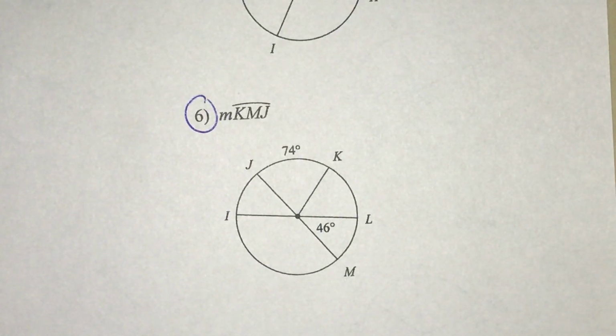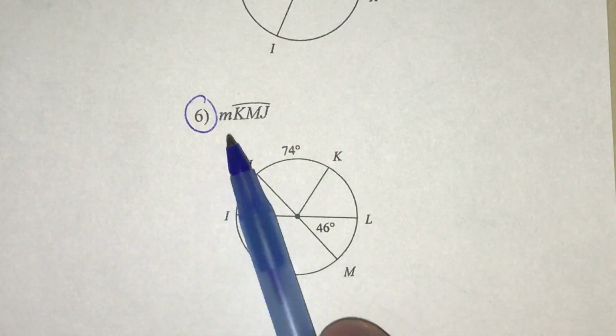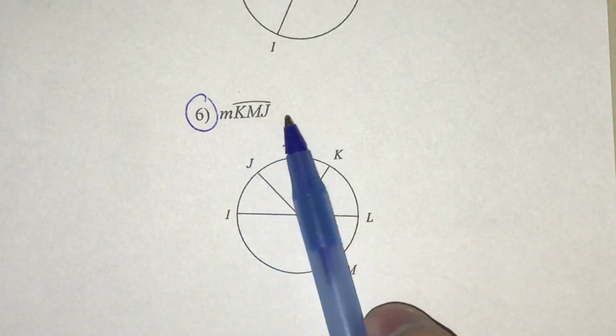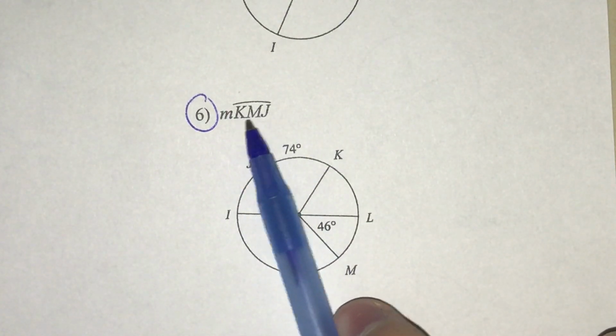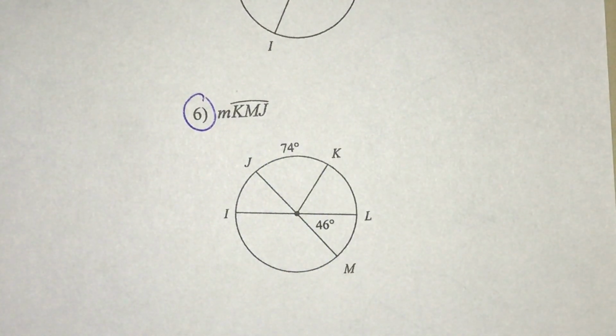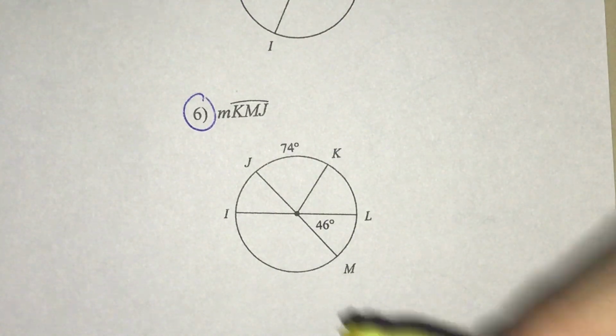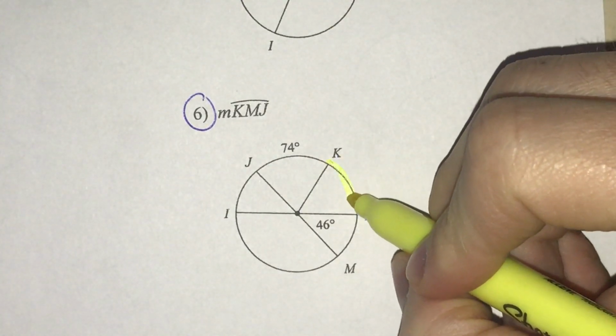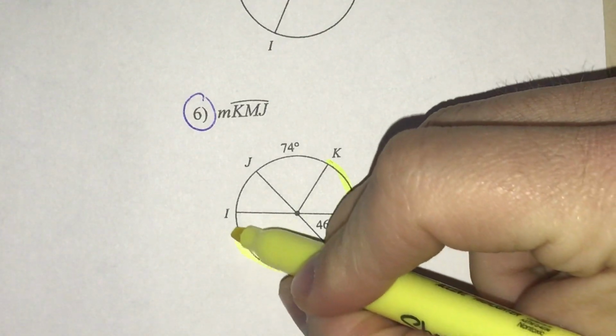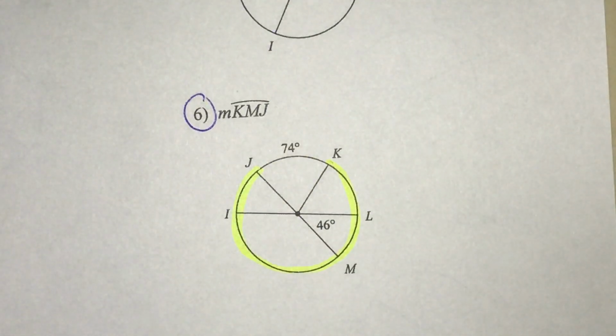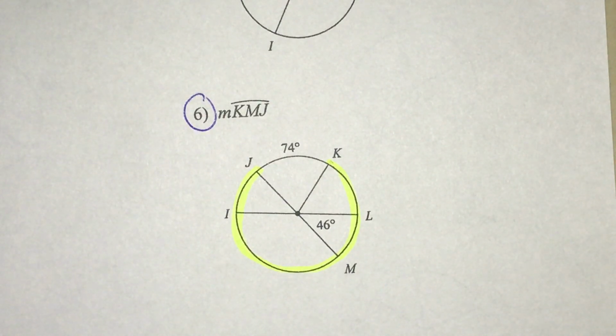Number 6. They want the measurement of the big arc. Look, three letters, big arc: K, M, J. So K to M all the way to J. That's what I want to find. There are different ways to do this problem. You could do the long way or the short way or whatever way you want.